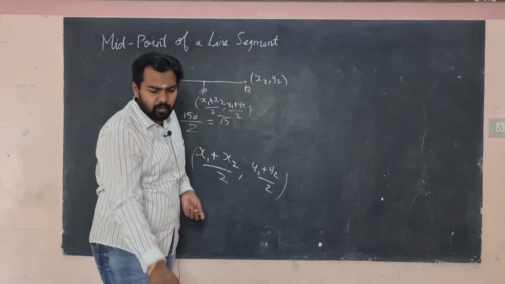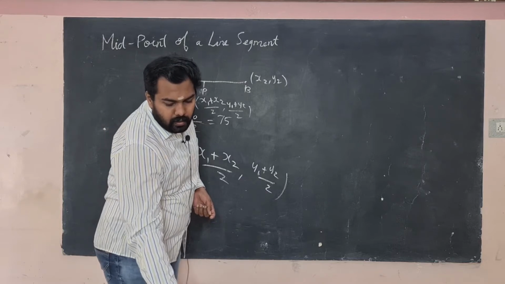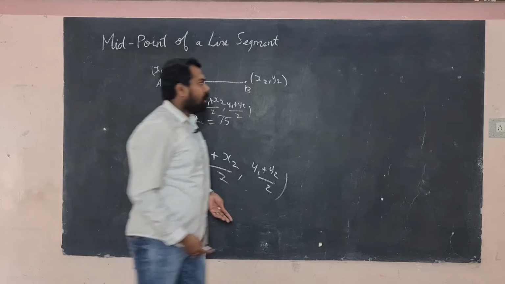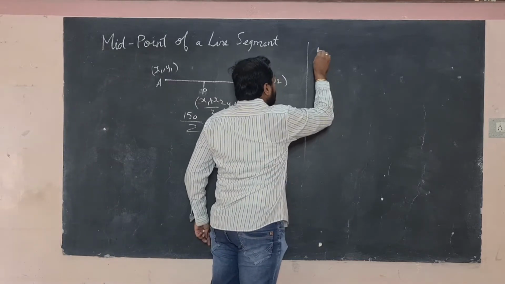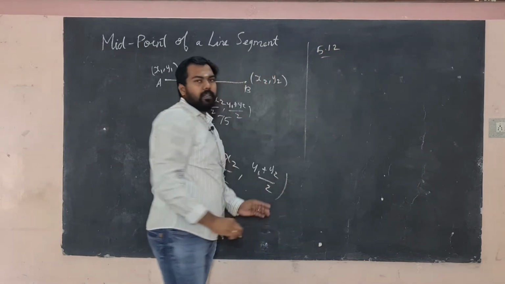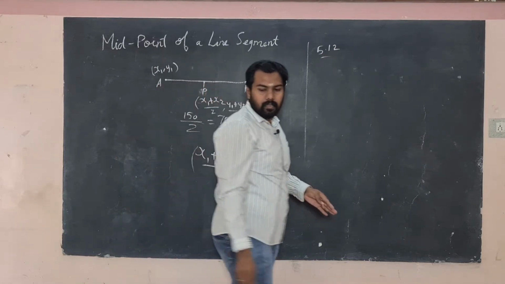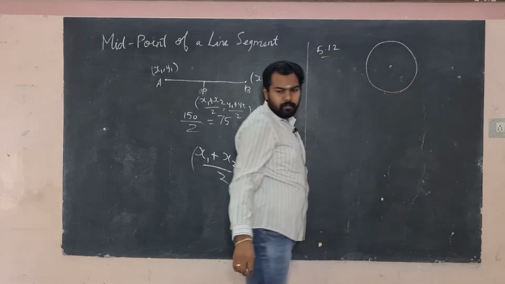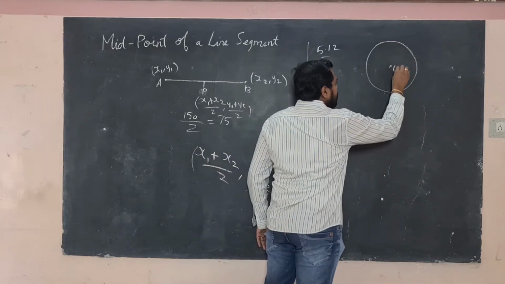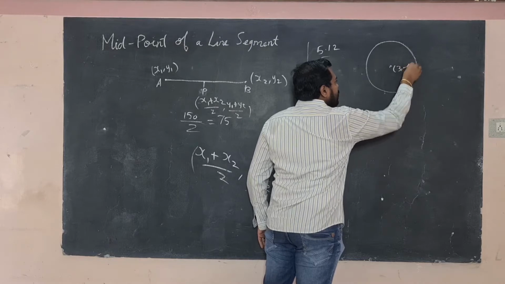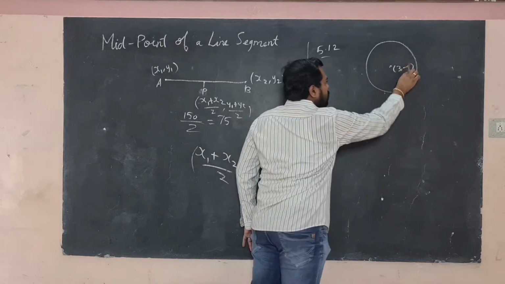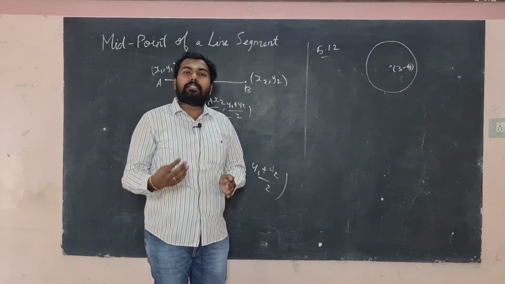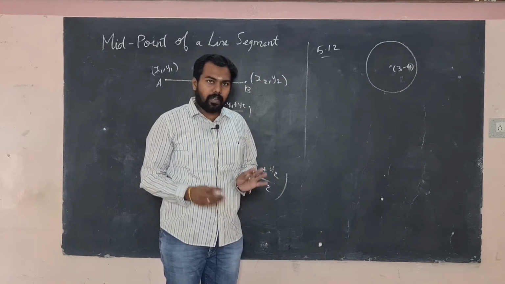We'll directly go with one example, example 5.12. In example 5.12 there is a circle. The circle center is the point 3 comma minus 4. Then they have told that if AB is the diameter of the circle, there is a diameter.